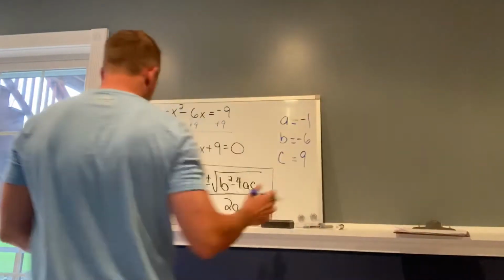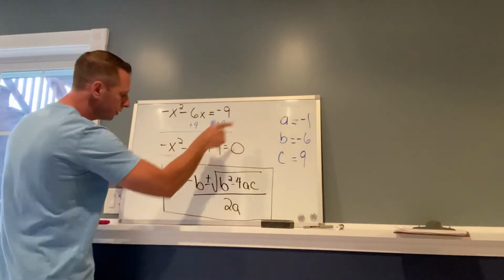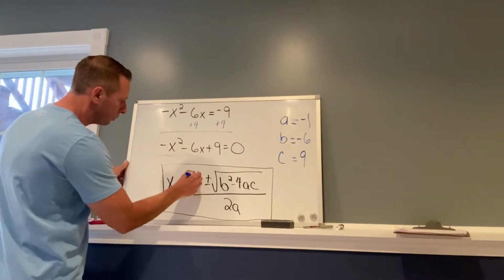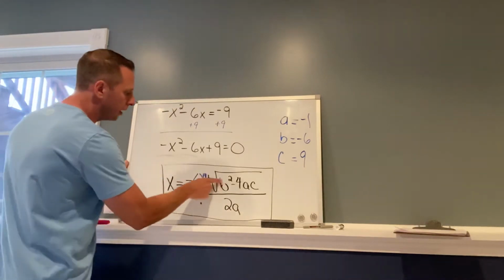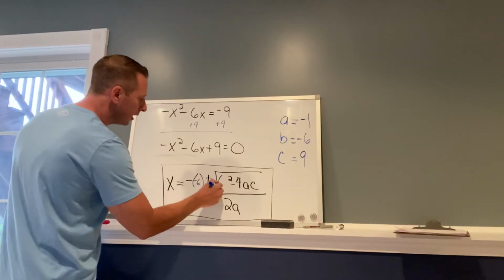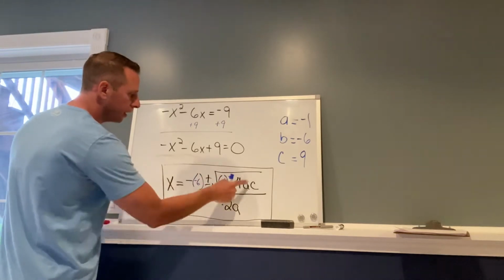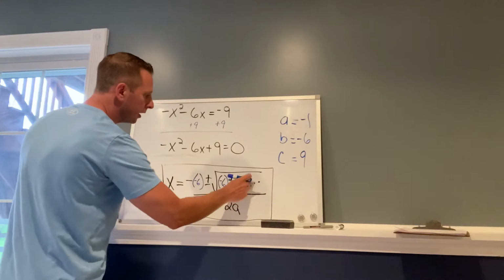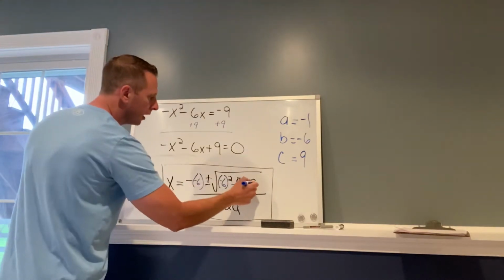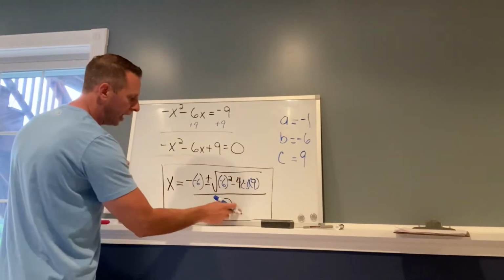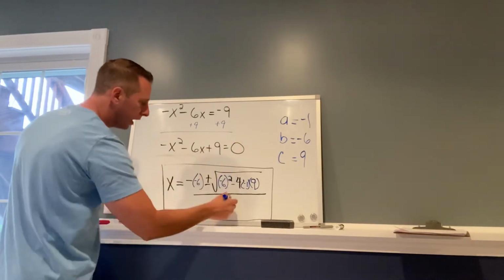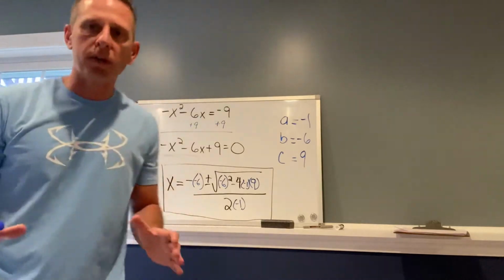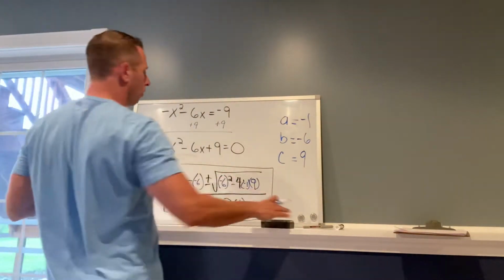Now, let's substitute those in. x equals, b is negative 6. Use parentheses. Substitute it in. b is negative 6, a is negative 1, c is 9, a is negative 1. Once you substitute the values in, now we're just doing order of operations.